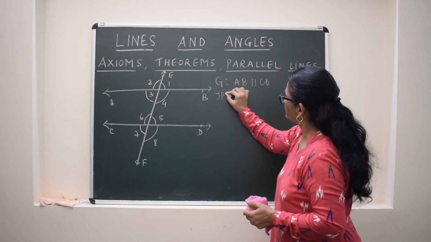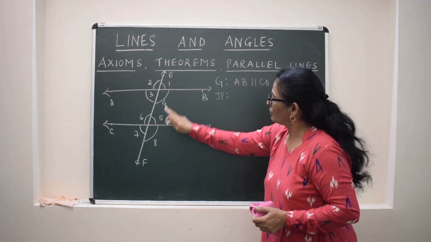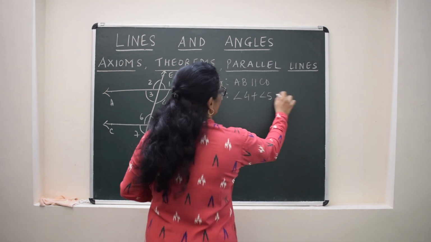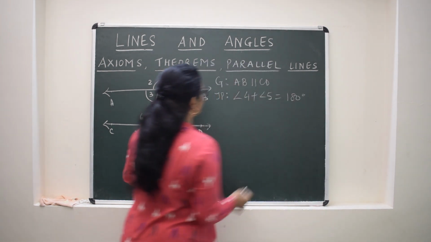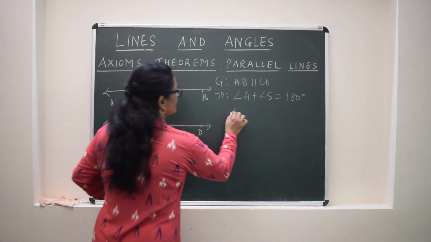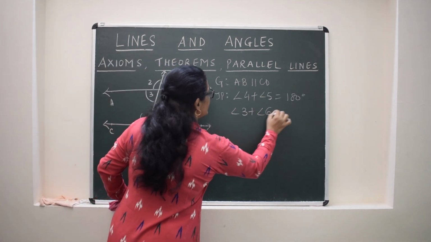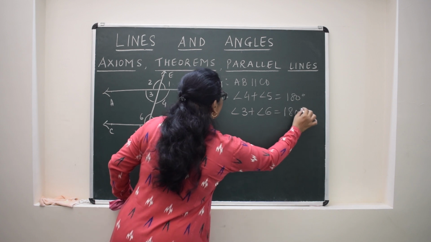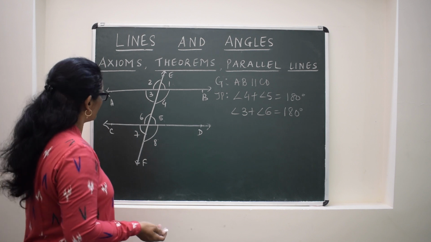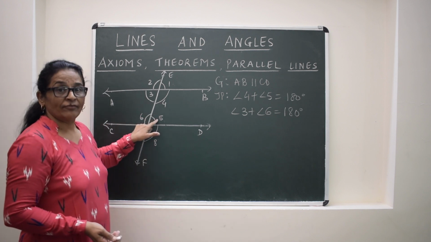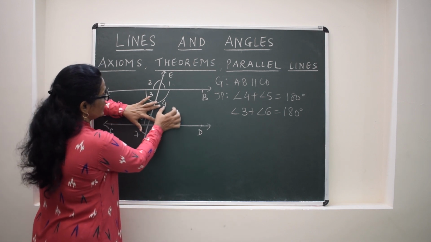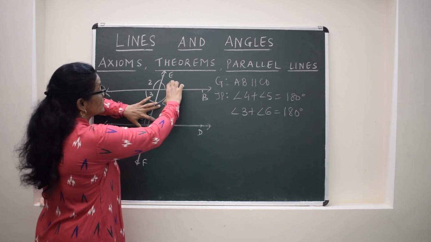So for this theorem, given is AB parallel to CD, and we have to prove angle 4 plus angle 5 is equal to 180 degrees, and next, the same side, angle 3 plus angle 6 is equal to 180 degrees. So one set we will take, and the next we will write similarly. Angle 4 plus angle 5 we have to prove equal to 180 degrees. Now we will see how this angle 4 is related to angle 1, whose sum is 180.